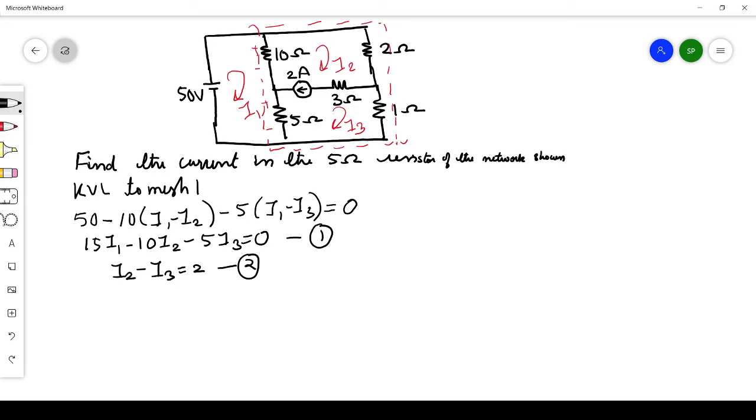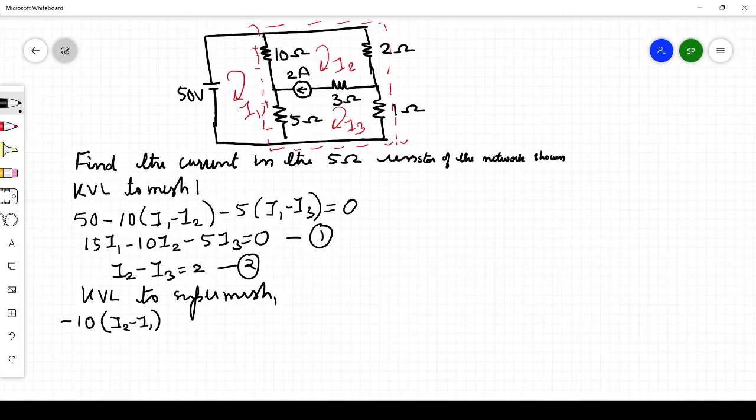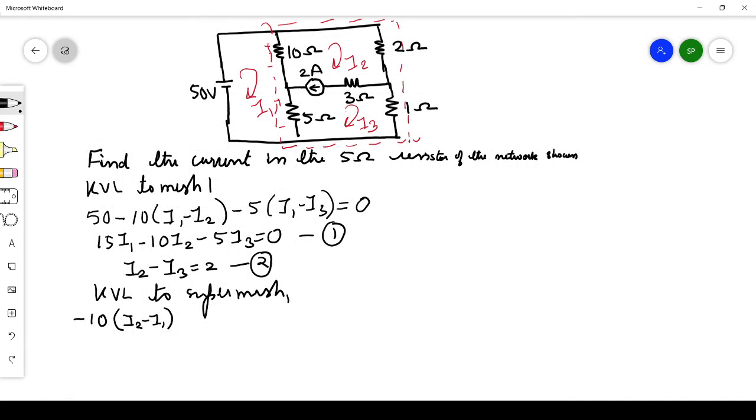Okay, now we will be writing the equation for the supermesh. So applying KVL to the supermesh, you will get the equation as, minus 10 into, what is the current flowing through the 10 ohm? That is I2 minus I1. I2 minus I1 is the current flowing through the 10 ohm. So this is the drop across the 10 ohm resistor.